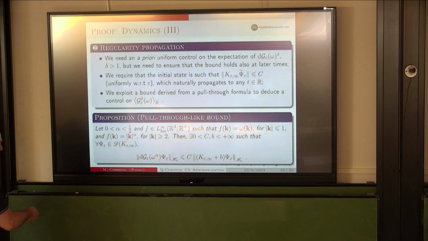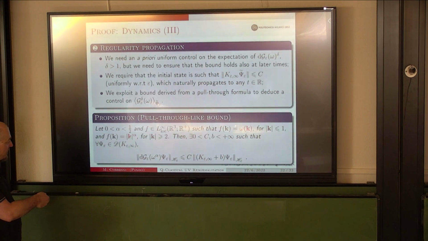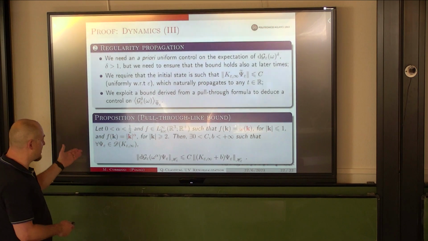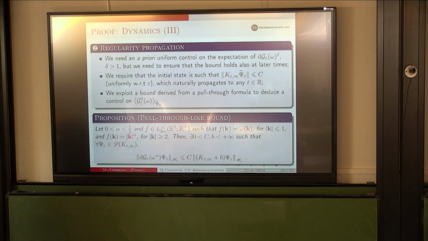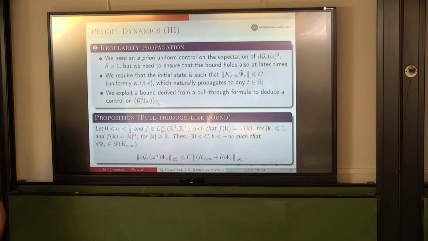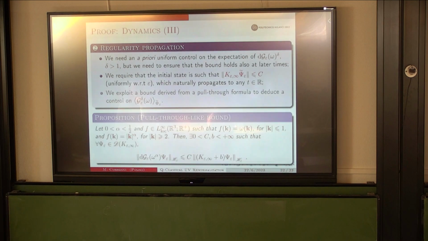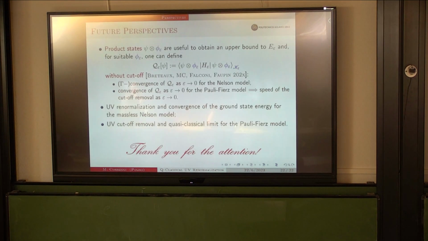Now the function that we put inside the gamma here is this function f, which behaves like omega for small k, the infrared, and behaves like k to the alpha for large k, in the ultraviolet region. That choice allows us to perform all the limits and so on. But this is something we had to prove from scratch in a sense, or not completely from scratch, because the pull-through formula was known for the massive Nelson model, so we had to adapt it to this. So let me go back now. And thank you. So I think I can stop.